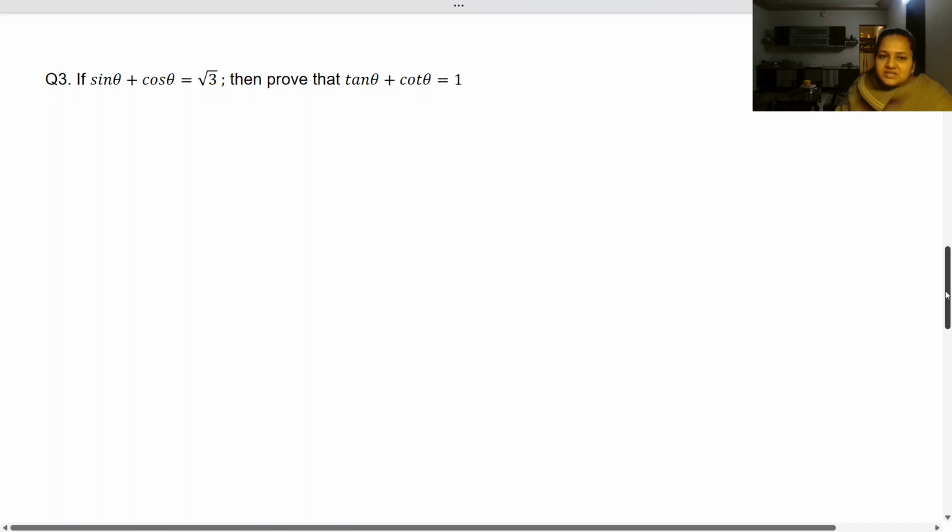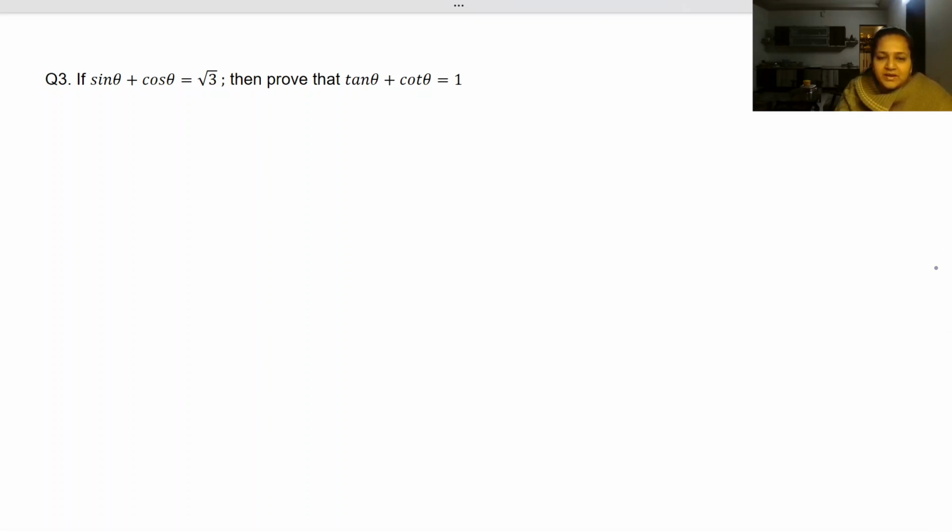Now this is also an interesting one and an easy one. We are given that sine theta plus cos theta is root 3, and we have to prove that tan theta plus cot theta is 1. Right? The question is in the form of sine and cos and the answer is required in the form of tan and cot. So why not look at both and then decide what should be the next step for the solution.